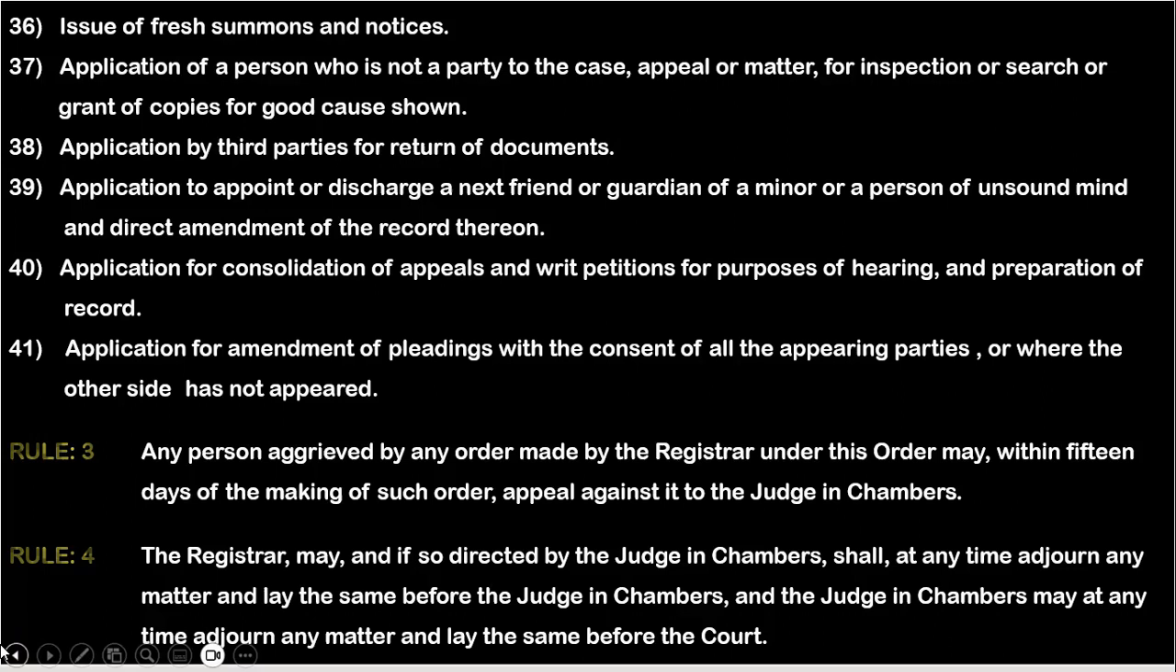Now what is Rule 3? Well, Rule 3 is if any person is aggrieved by any order made by the registrar, within 15 days of the making of such order, he may appeal against it to the judge in chambers. I had moved an application under Rule 1 before the registrar. He passed an order. I am not satisfied. I am not feeling justice has been done. I will file an appeal against that order before the judge in chambers. Yes, there is a limitation that I will have to do that within 15 days of making of that order.